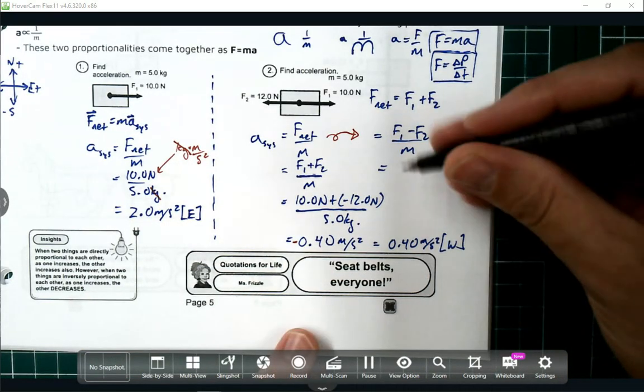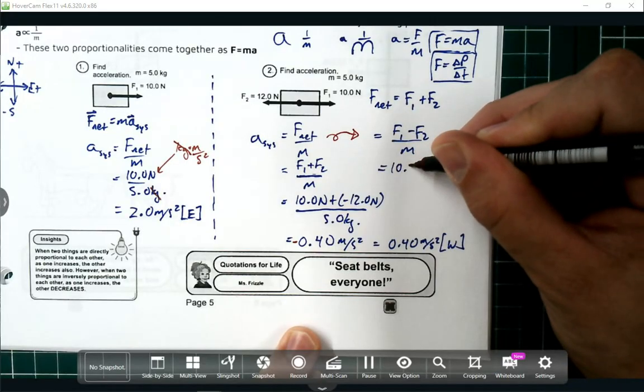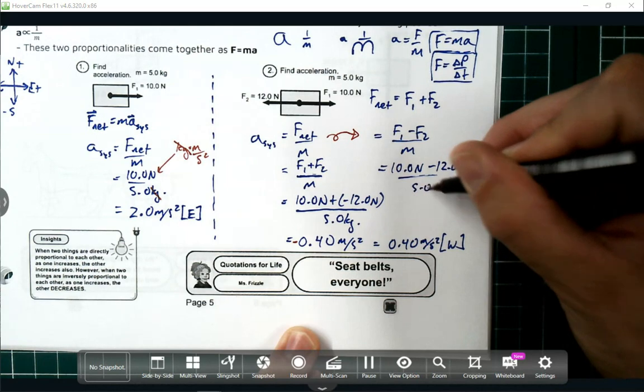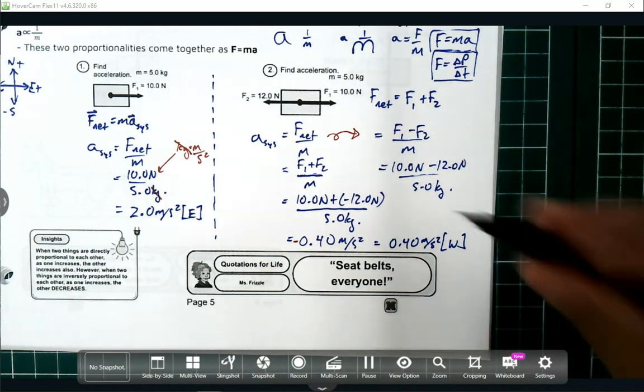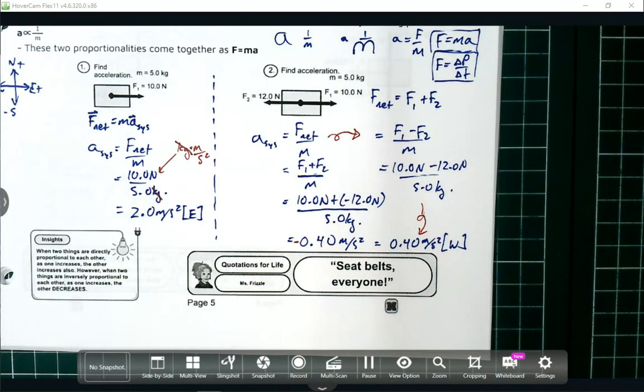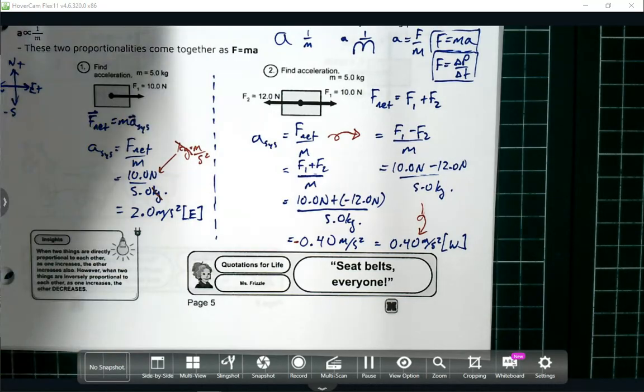I've seen a few people do that one. Anyway, I'd say 10.0 newtons minus 12.0 newtons divided by 5.0 kilograms. And you end up getting to the same thing anyway. It's just a question of when we insert the negative sign, whether it's at the formula level or at the data subbed in level. But it can't be both, is all I'm saying. Let's take a look at the next page.